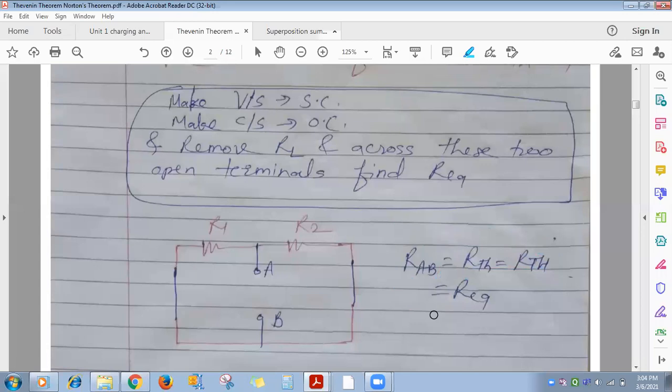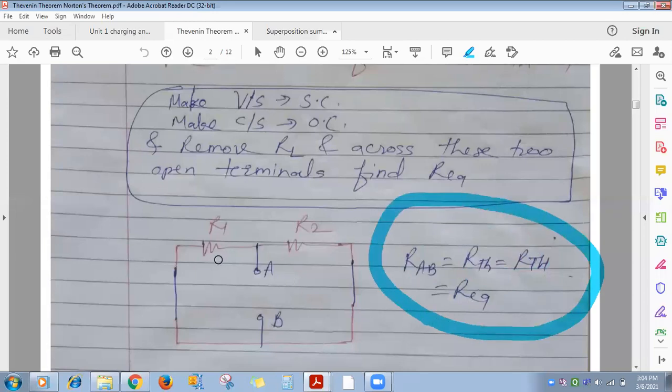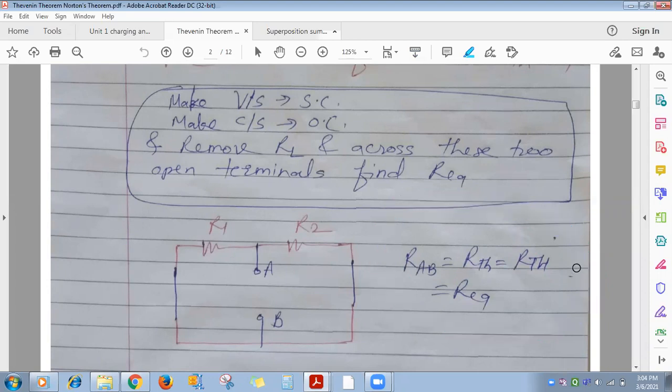So what is the symbol used for that? R suffix AB or R suffix TH, or R equivalent. Now tell me how R1 and R2 are connected across A and B? Parallel. In parallel, correct. Okay, got it. Means very easy.